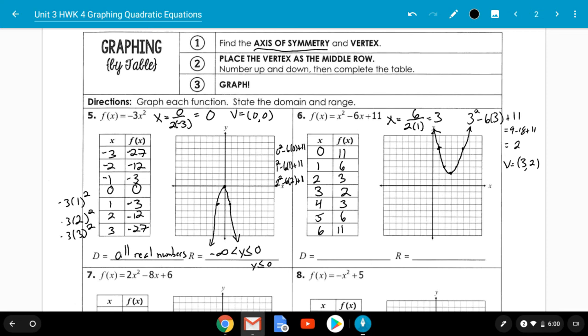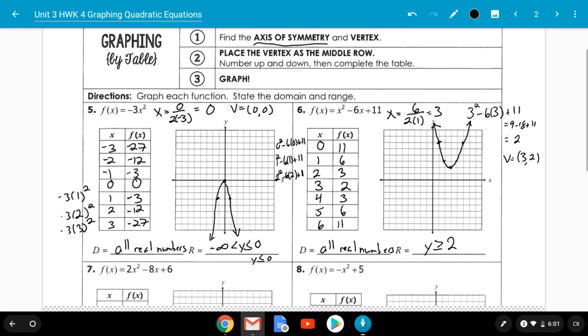Alrighty, so now if I do the domain here, it's going to be, guess what, all real numbers again. And my range now, again, what's the lowest, what's the highest? The lowest here is 2, and my highest is all the way to infinity. So how do I write things that are bigger than 2? y greater than or equal to 2. And there you go. That is how you graph a quadratic function using a table.